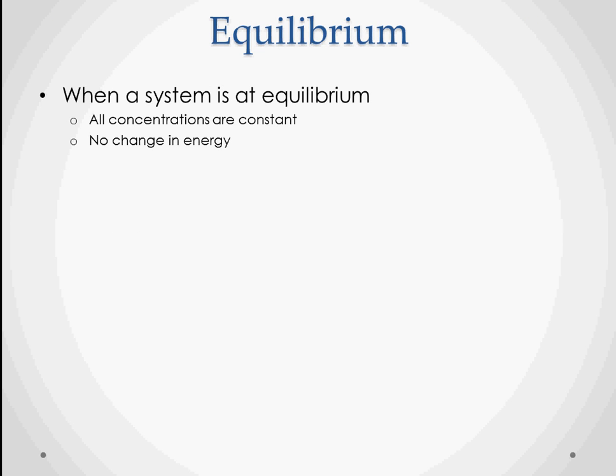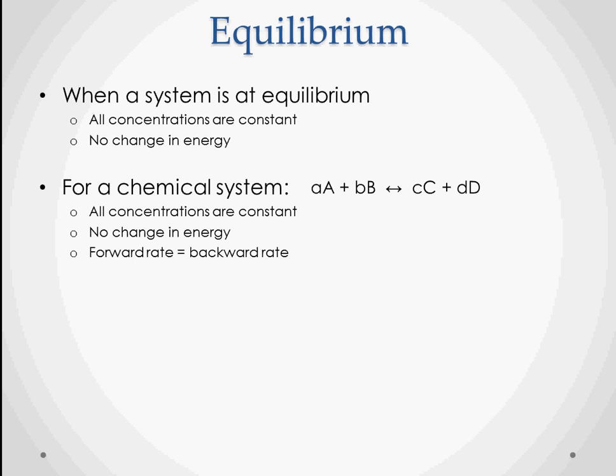When a system is at equilibrium, all concentrations in a solution or in the system are constant, and there's no change in concentration levels or in energy. The same thing is true for a chemical system. If you have products on the right side and reactants on the left-hand side, all those concentrations are constant once you get to equilibrium. None of them are changing, and there's no change in energy. You're at the lowest energy state that you can be at for that system.